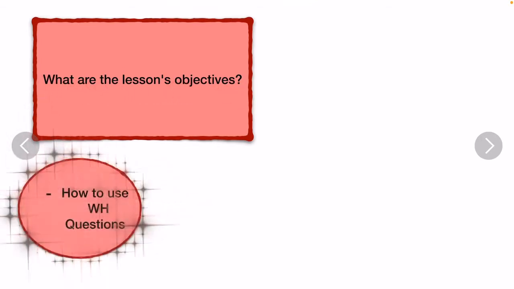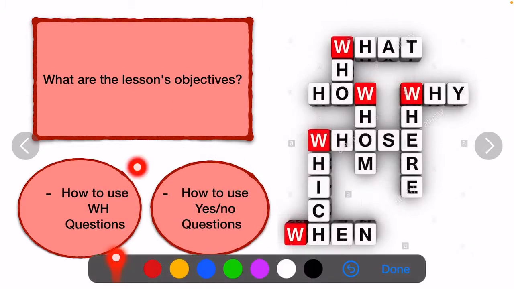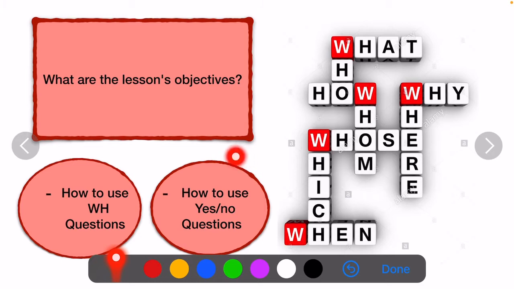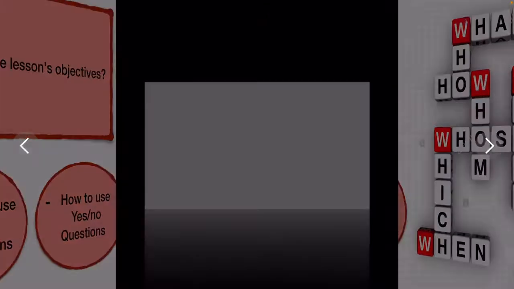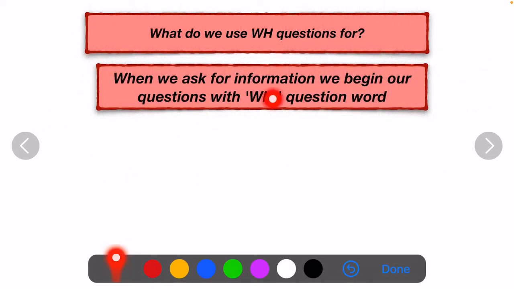First of all, we have to ask ourselves, what are the lesson's objectives? Today's lesson has two objectives. The first one is how to use WH questions, and the second one is how to use yes and no questions. First, let's talk about WH questions. What do we use WH questions for? When we ask for information, we begin our questions with a WH question word.